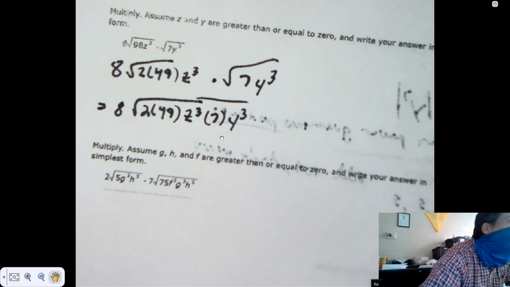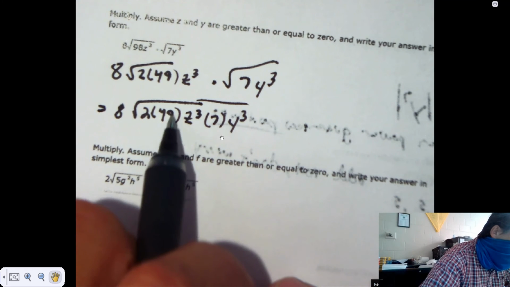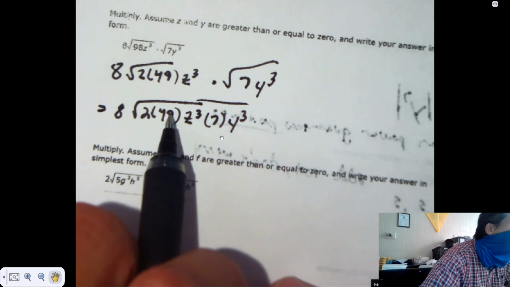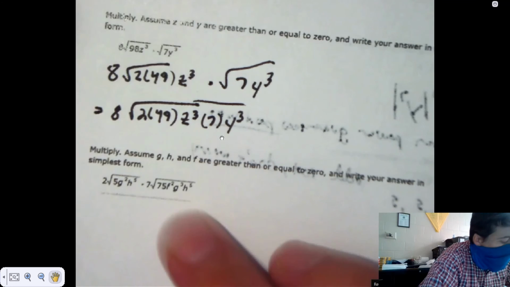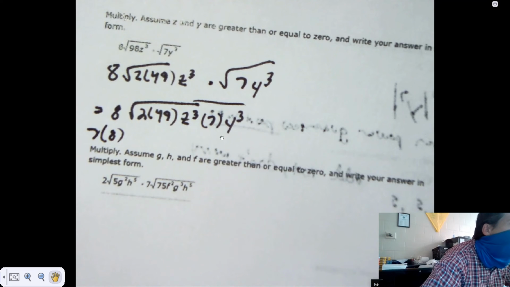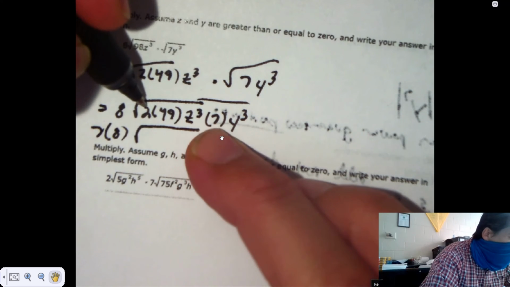So that's kind of what it looks like. Now, I didn't write 49 as 7 times 7 because I'm taking a square root. I should know the root of that 49. The root of that 49 being what? 7. So I pull that out. It's multiplied by the 8. The numbers left inside are a 2 and a 7.